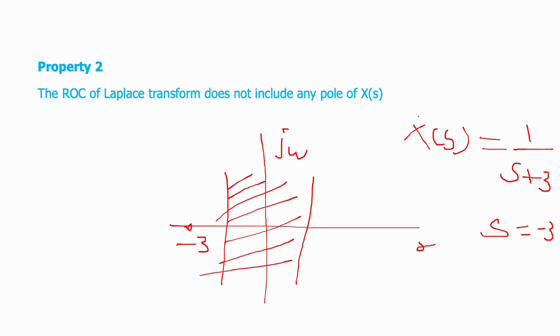If the pole, for example, this is plus 1, this is minus 1, lies in this parallel strip, it is not a correct answer. As per the property, the region of convergence does not include any pole. So this is the ROC. The ROC does not contain any poles. So for X(s), the pole is s plus 3, that is s equal to minus 3. So this is placed outside the parallel strip. So actually this is correct.